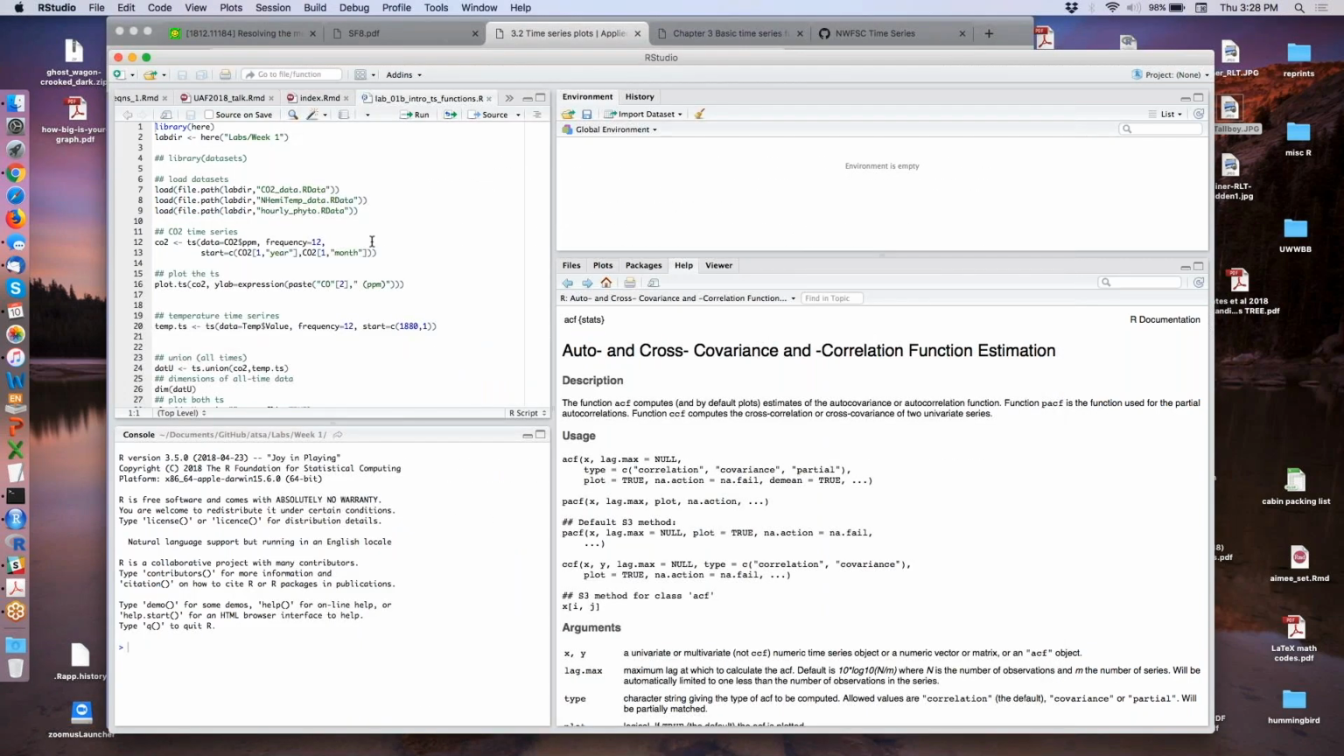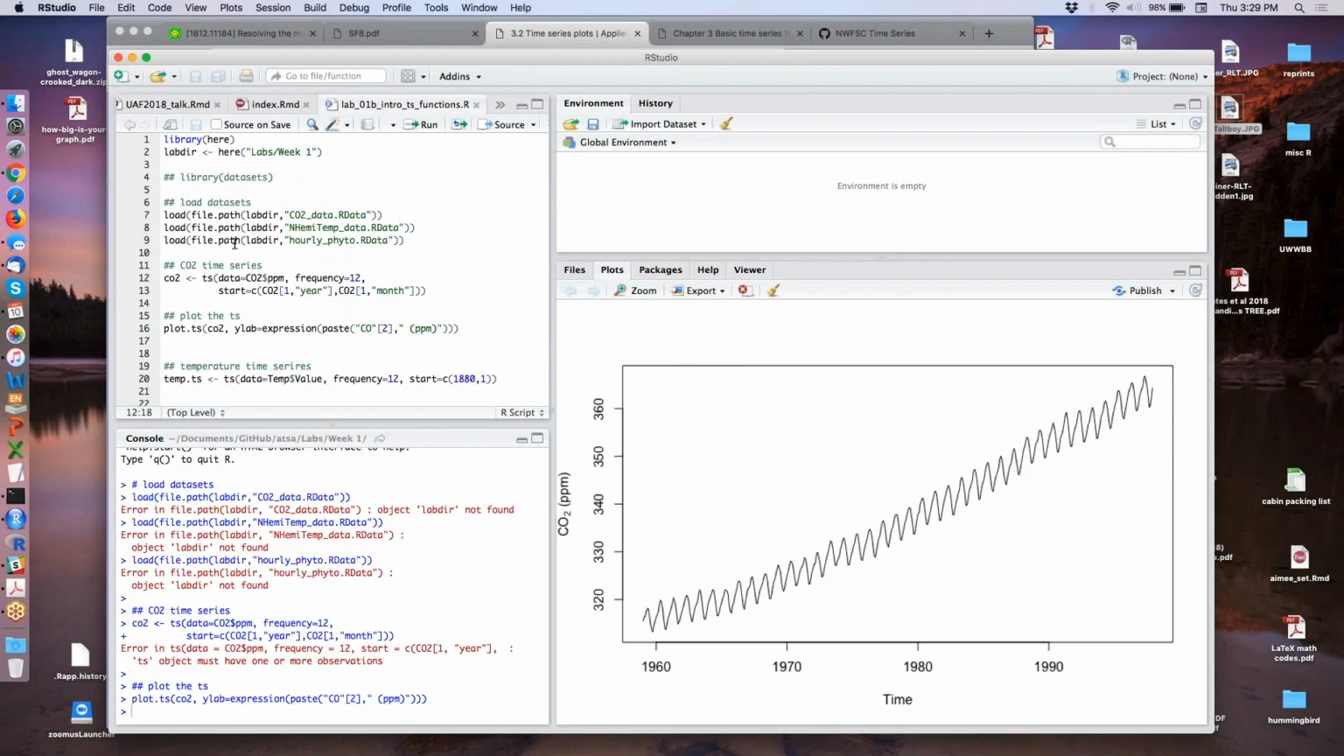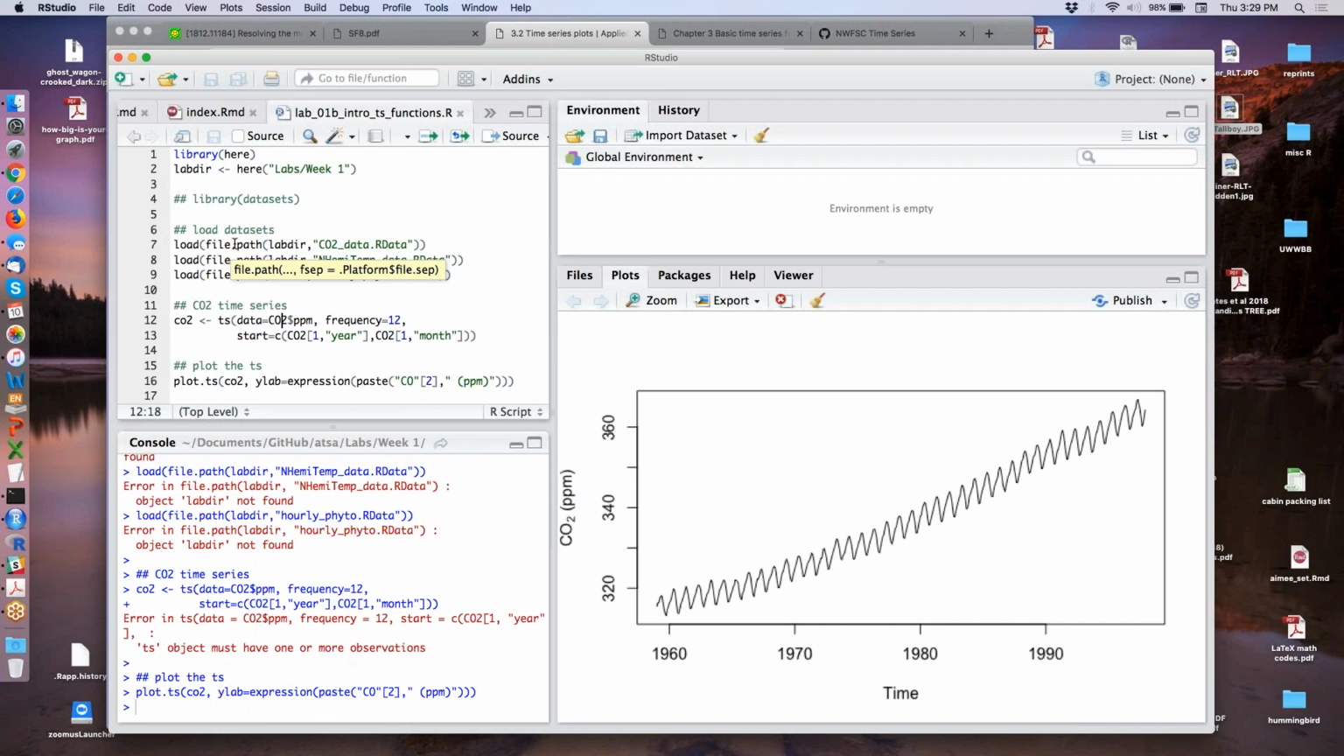I'll click back over here and load these things. My screen is so small. Okay, so I load them and then we're going to plot them. So here's where we created this time series object, and here's the plot of that time series.